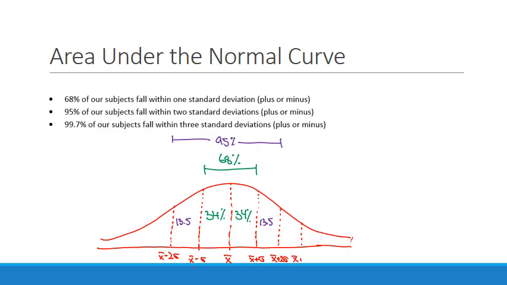Now, if I take my average and I add 3 standard deviations, or if I subtract 3 standard deviations from my average, let's pick a new color here. It says here that 99.7% of our subjects fall within 3 standard deviations. So I'll just have to go above and beyond, people. 99.7%. And that's going to hopefully kind of line up with what I just drew.